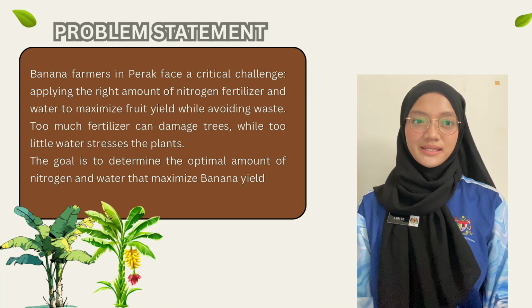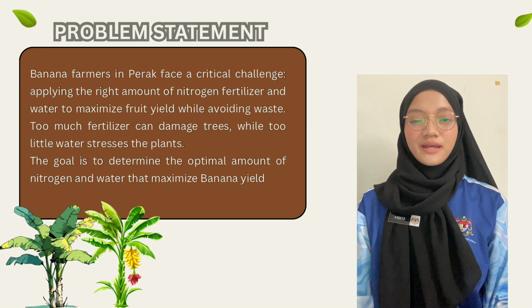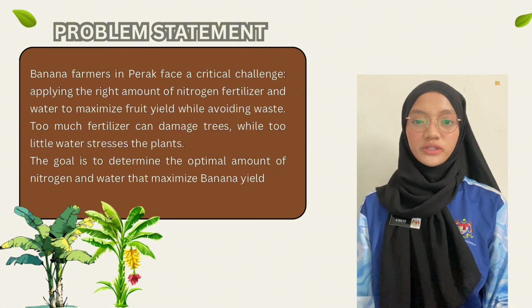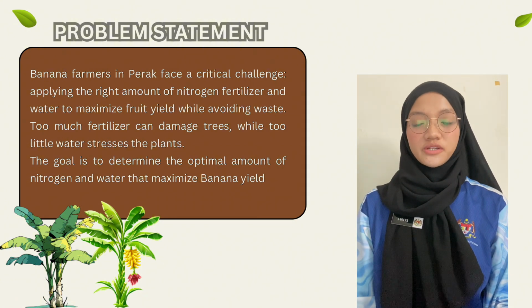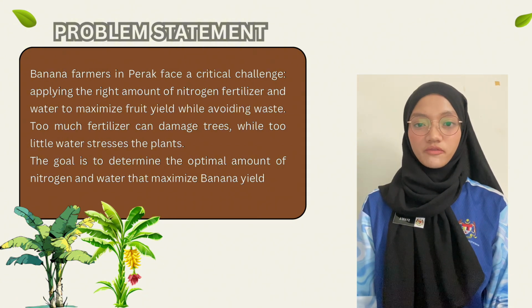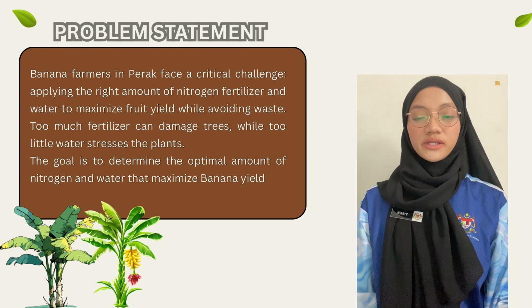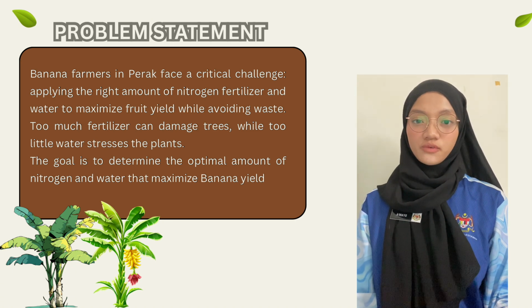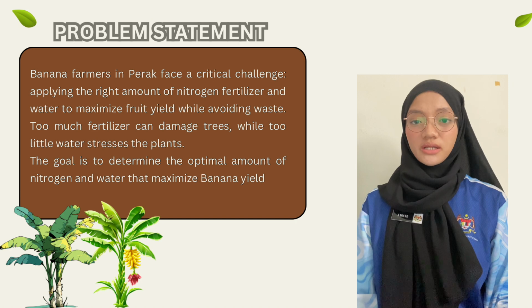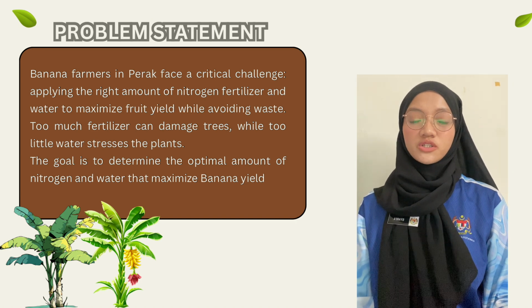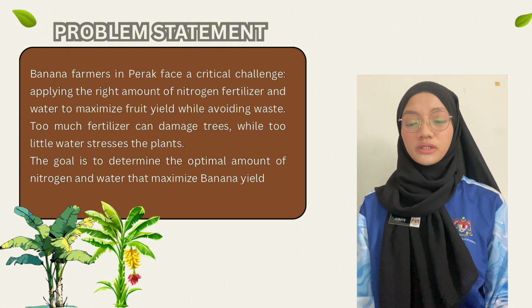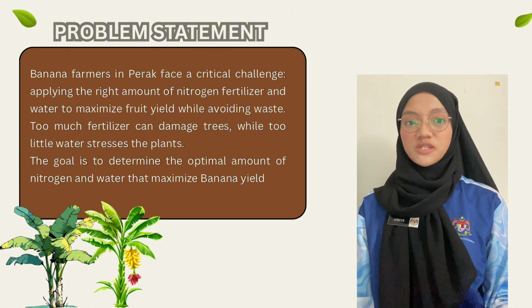Let me clearly state the problem we are addressing today. Banana cultivation in Perak requires careful management of two key inputs. First, nitrogen fertilizer, which is essential for plant growth but harmful in excess. And second, water irrigation, which is critical for plant health but wasteful if over-applied. The core challenge is that applying too much nitrogen will burn roots and reduce yield, and using too little water will stress the plants and limit production.